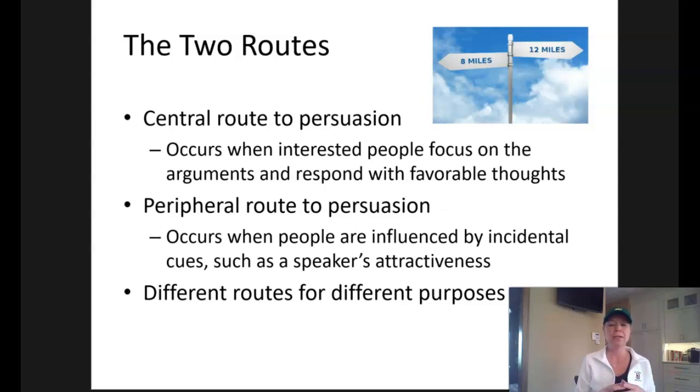The central route is when, I think of it as somebody is focusing on the center of the argument, right? They're paying attention. It is an interested person engaged and focused on the arguments, and usually results in people responding with favorable thoughts. Peripheral, and we know peripheral means all the stuff on the outside, is when people aren't focused on the central bit of the message, but rather they're focused on the outlying stuff, like how attractive the speaker is, bright, shiny things, right? And we use different routes for different purposes.